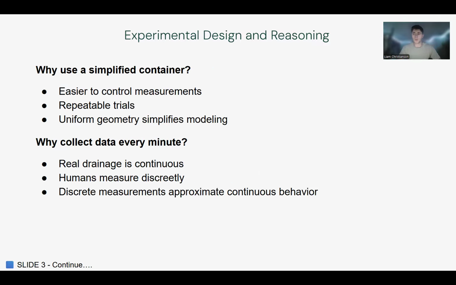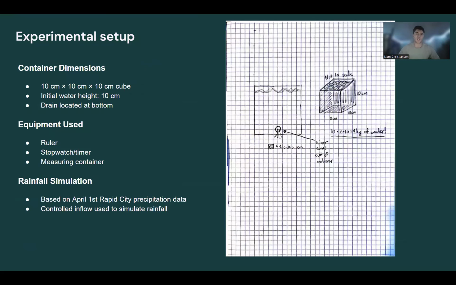So moving on to the experimental design, I used a simplified container like this instead of a real drainage system because it allowed for controlled measurements and repeatable trials. The cube shape also created a uniform geometry, which really helped simplify the mathematical modeling of this process.